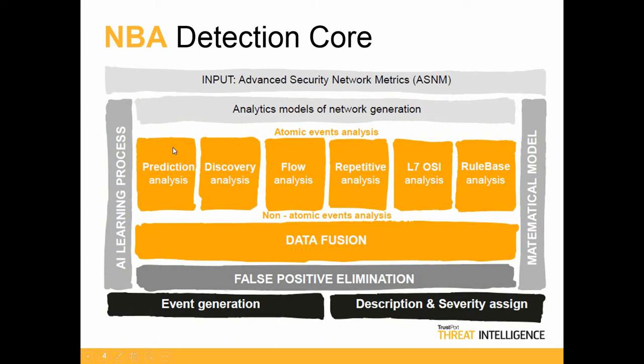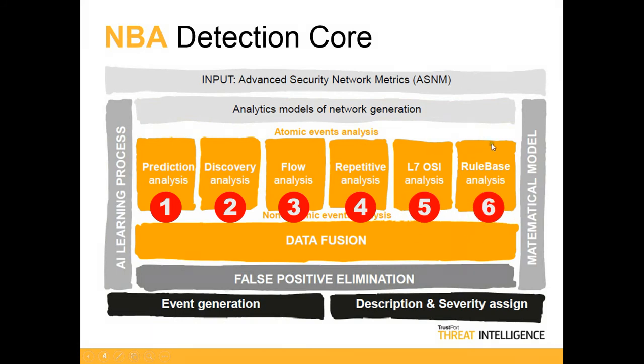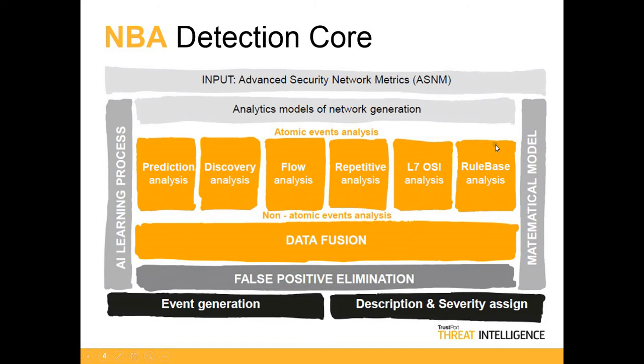The detection core of the behavioral analysis is the basic core of the system. This core is based on the methods of advanced artificial analysis. 6 detection modules: predictive analysis, discovery analysis, analysis of flows, repetitive analysis, analysis of application protocols on the 7th layer, analysis based on signatures. The system is based on modeling principles with advanced learning functions based on artificial intelligence algorithms. It simulates in detail the behavior of every subnetwork, every host, and every service on these hosts. The result is an advanced detection system with unique characteristics. The graphical user interface introduction continues in the next video.